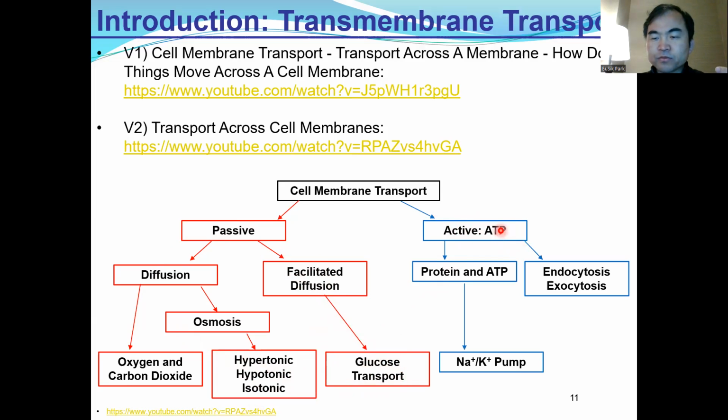Active transport spends energy, with protein and ATP, such as the sodium and potassium pump, endocytosis, and exocytosis. We will study these in detail later.